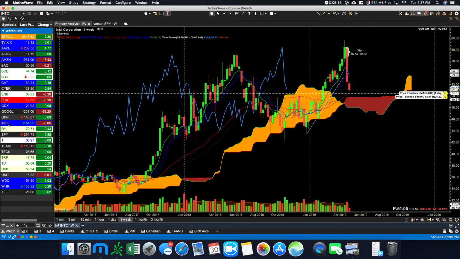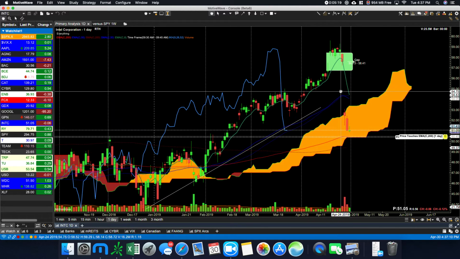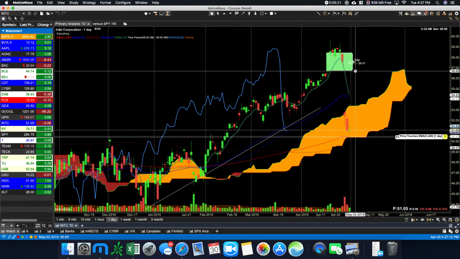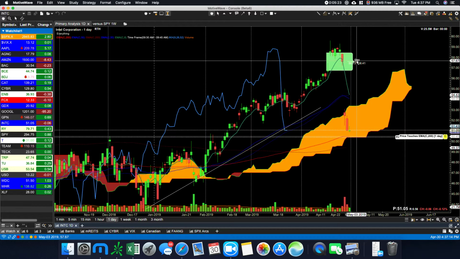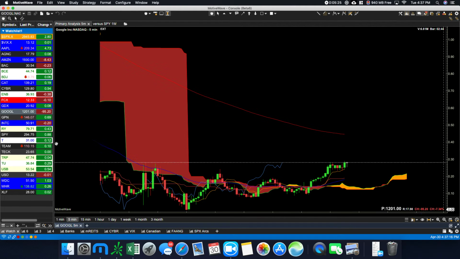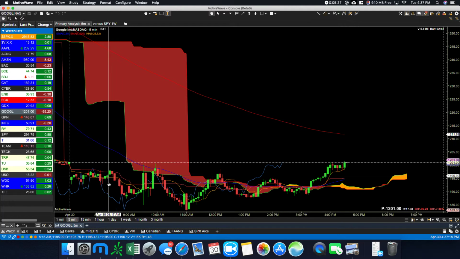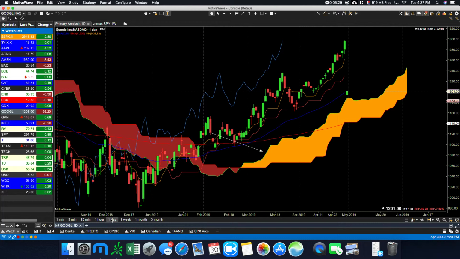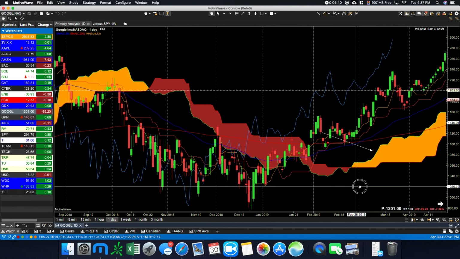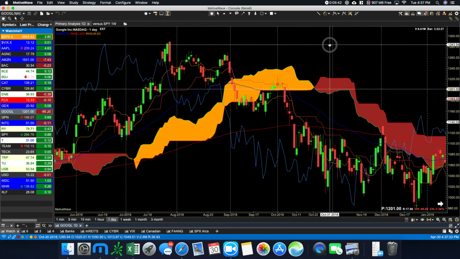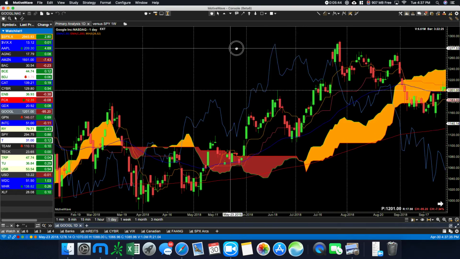Intel stayed about the same. Still has not closed the gap, but I expect that it will close the gap before it moves up. Google was your big disappointment today, down $100. That's a huge, huge gap for it to fill. I mean, when was the last time that you saw this kind of a gap in Google?